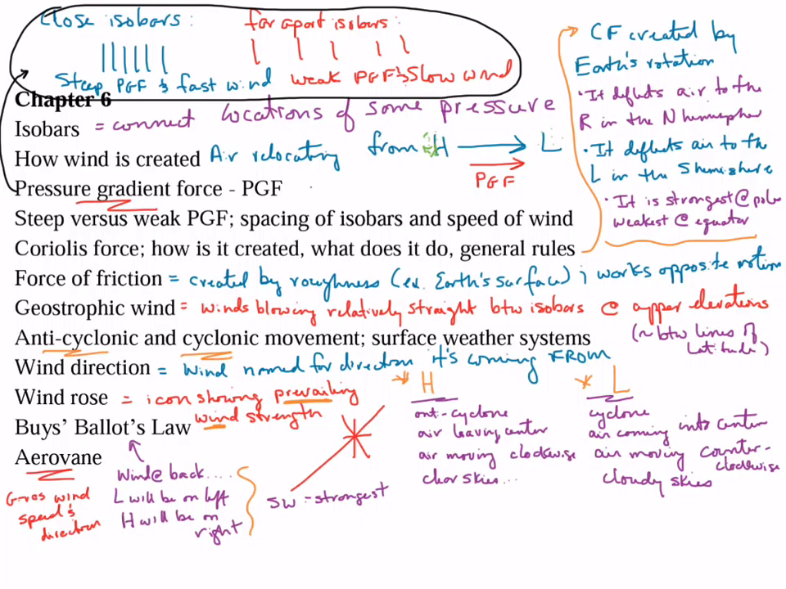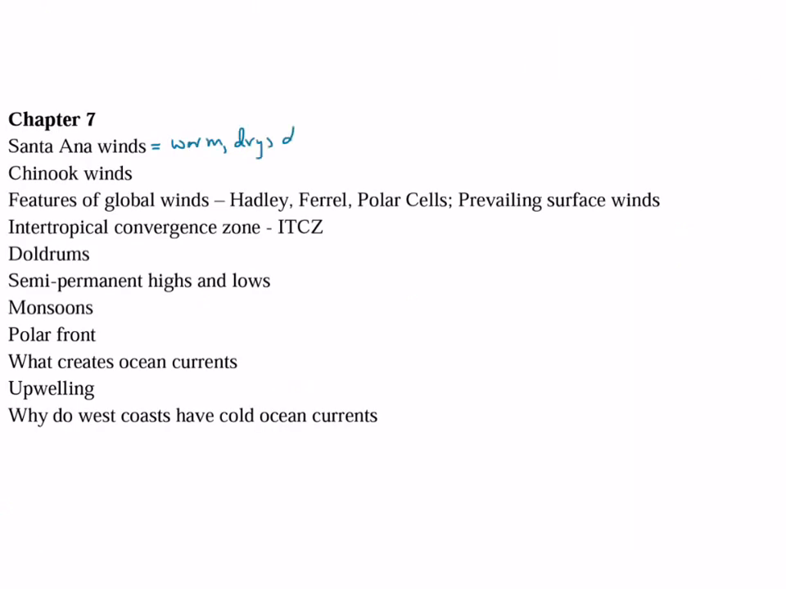Direction and speed. Got it. Okay, on to chapter 7. Santa Ana winds. Ask Dirk.